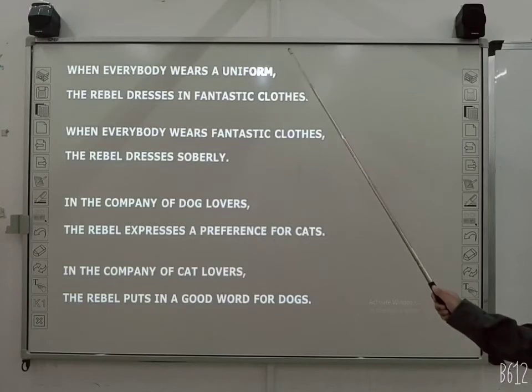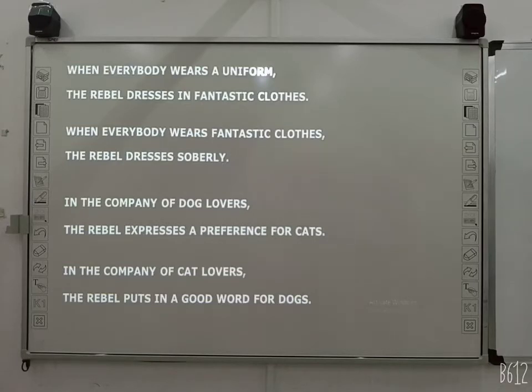So, looking at the first couplet, we get to see that when the children go to school wearing a uniform, the rebel prefers to go all dressed up, all decked up and in fanciful clothes. But when the same children get dressed up and go in fanciful clothes to school, the rebel dresses soberly. That means he dresses up in a serious tone. He dresses up in a serious way.